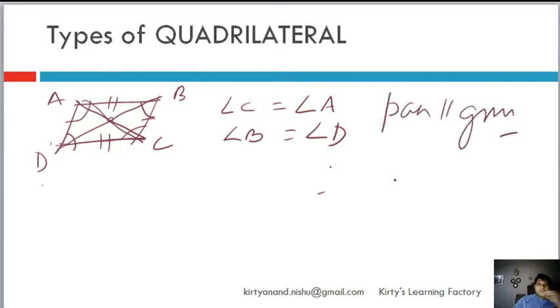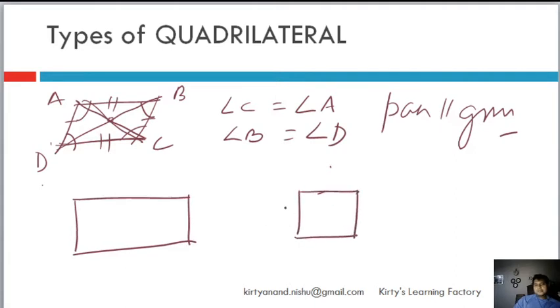Parallelogram. Okay. Now, just for comparison and understanding, let me draw a rectangle here. Let me draw a square here. So a square is a parallelogram. Why? Because opposite sides are equal. Opposite sides are equal. Opposite sides are parallel to each other. That is the definition of a parallelogram.